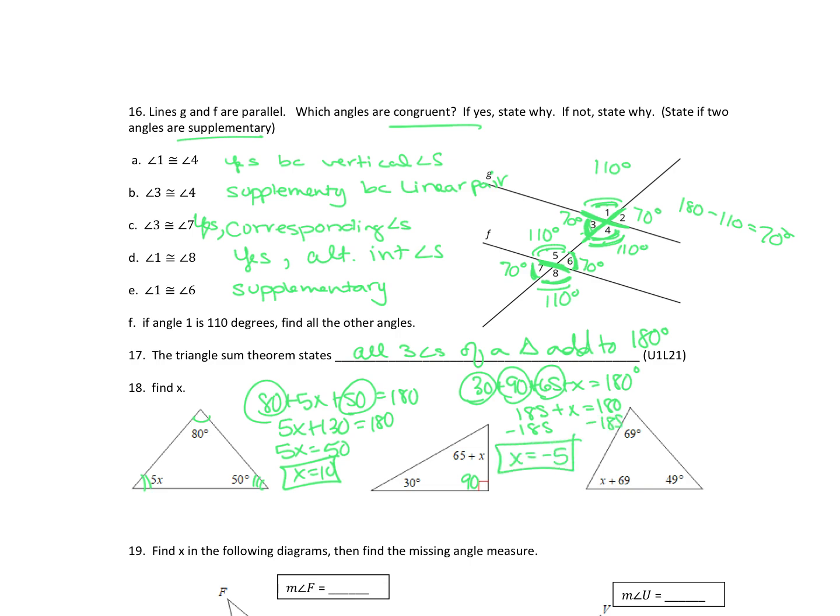Now that doesn't really bother me because it's just my variable. And when I put the -5 into my problem, 65 plus a -5 would be 60 degrees. And 60, 30, and 90 do add up to 180. So I think that's pretty good. I'll leave the third one for you to do. Let's jump down to 19.